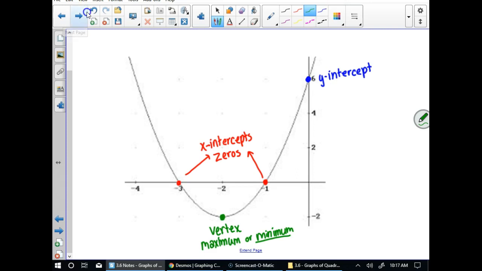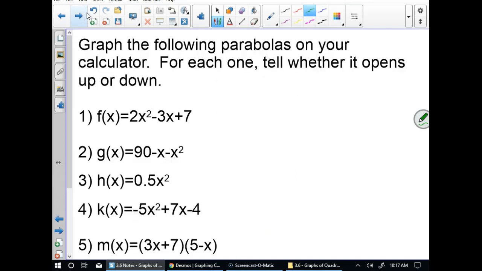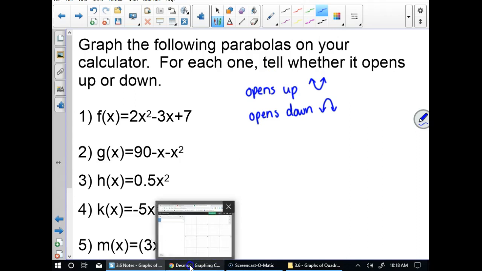quadratic. So the first thing I want you to do is graph these, and you can use Desmos here to graph these. For each one of them, I want you to tell whether it opens up, like a smiley face, or opens down, like a sad face. Okay? So go through all of these, graph them on Desmos, and tell whether they open up or down. And I'm going to cut off the screen, and I'm going to graph these for those that may be watching this later, since we've got several out.